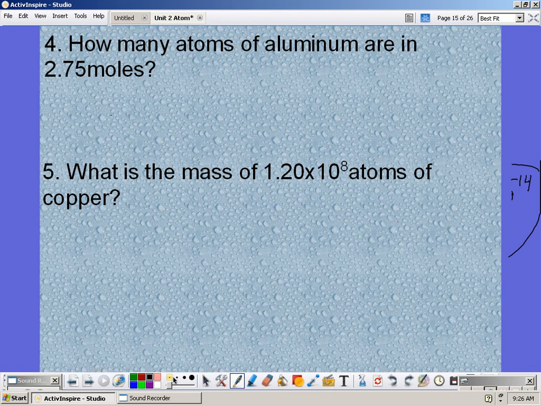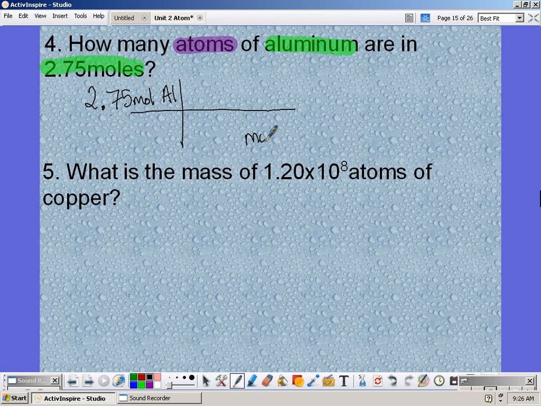In number 4, we have how many atoms of aluminum are in 2.75 moles. So 2.75 moles is my given. My substance is aluminum. I'm looking for atoms. So I'm going to start with my given, 2.75 moles Al. I want to cancel moles, so we're going to put mole on the bottom. I want atoms, so we're going to put atoms on the top. 1 always goes with mole. Atoms is Avogadro's number, 6.022 times 10 to the 23rd.